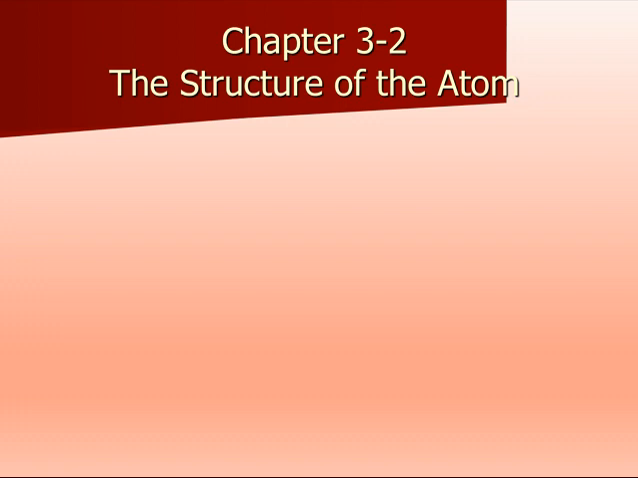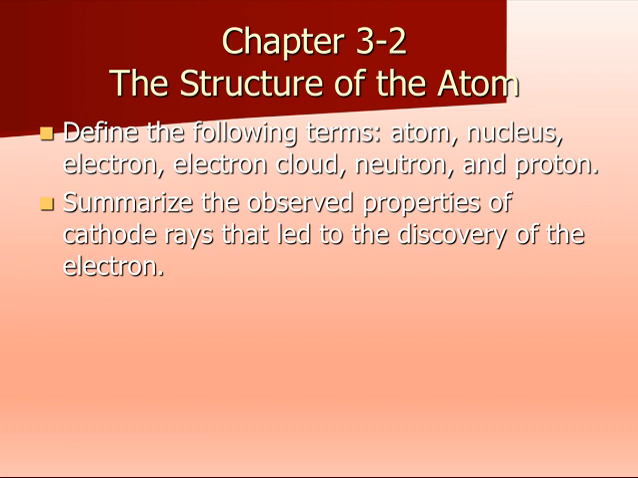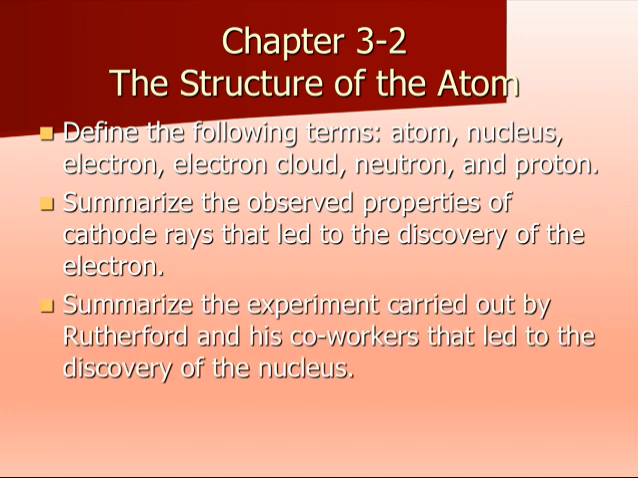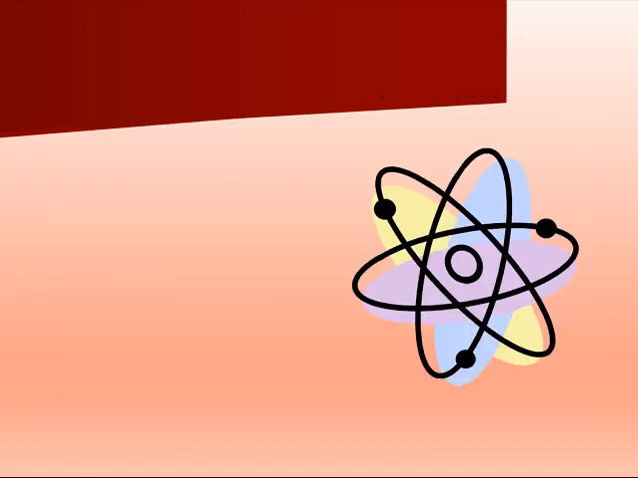For this section, I'm going to want you to be able to define the following terms: atom, nucleus, electron, electron cloud, neutron, and proton. I want you to be able to summarize the observed properties of the cathode rays that led to the discovery of the electron, and we'll talk about that in a minute. I also want you to be able to summarize the experiment carried out by Rutherford and some of his coworkers that led to the discovery of the nucleus. And then I want you to be able to list the properties of protons, neutrons, and electrons.